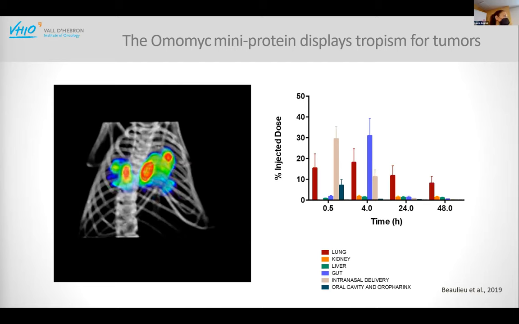And one thing that we really liked was that we detected 48 hours after the administration as much Omomyc in the lung as we were seeing at the very beginning, 30 minutes after the administration. So it was persisting there. It wasn't being eliminated quickly by the tumor tissue.